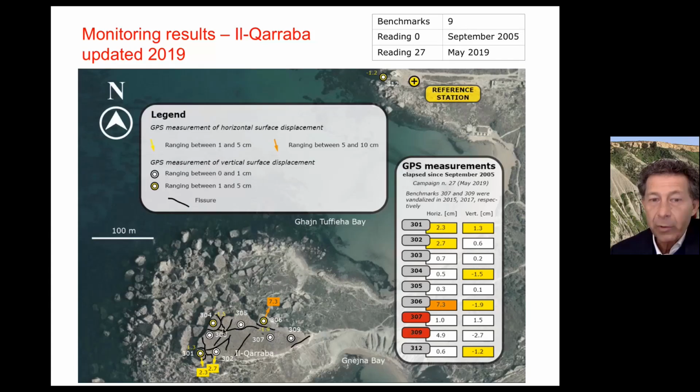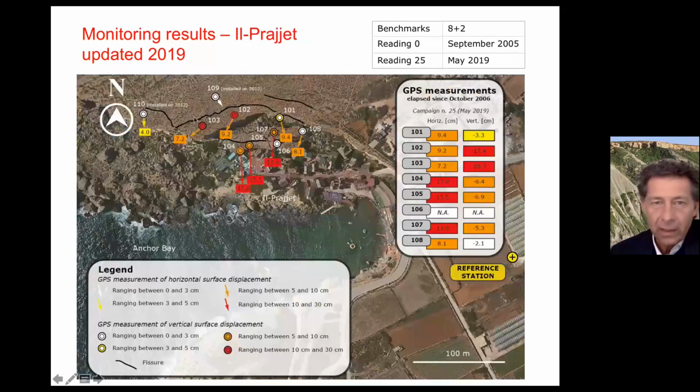because this is progressively opening cracks. This is progressively favoring the detachment of rock falls and rock topples. Here we do not have very significant vertical displacements that instead we have at another site.